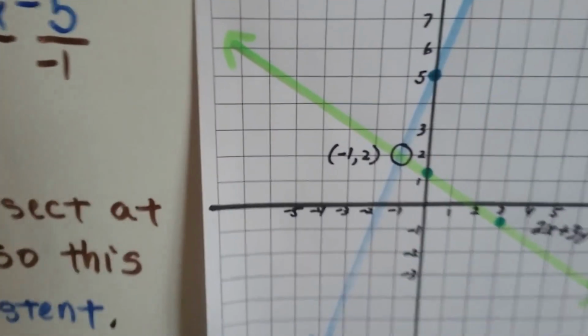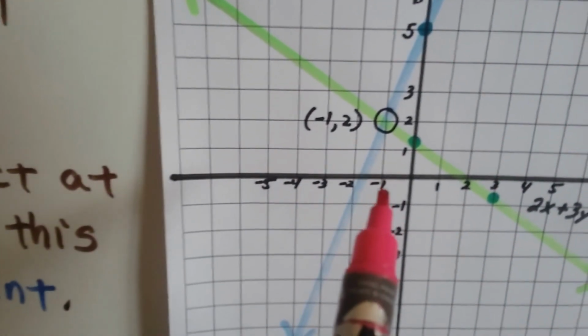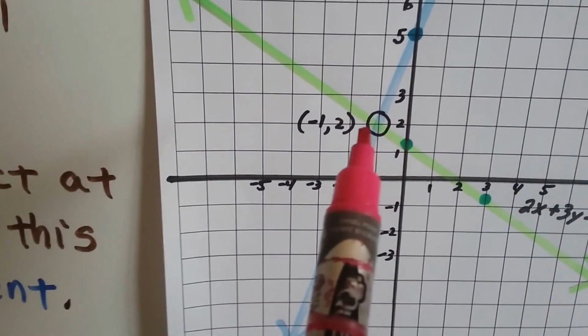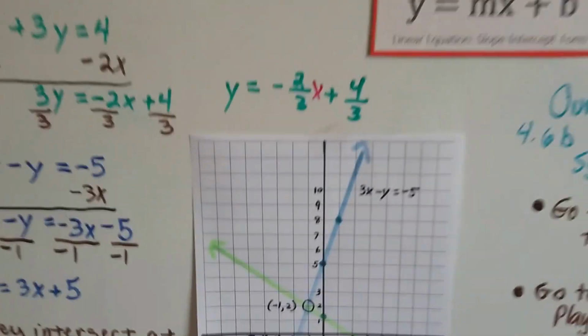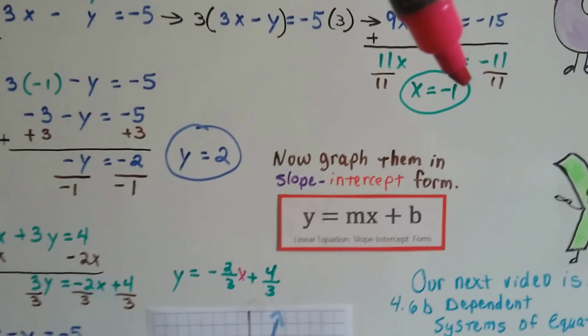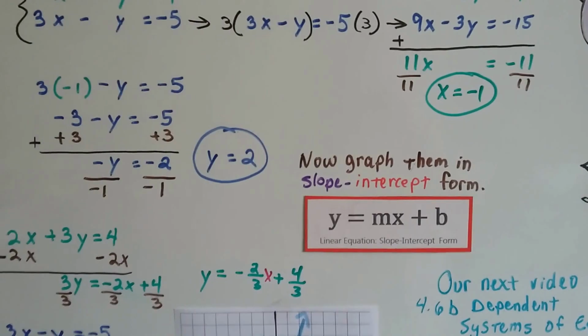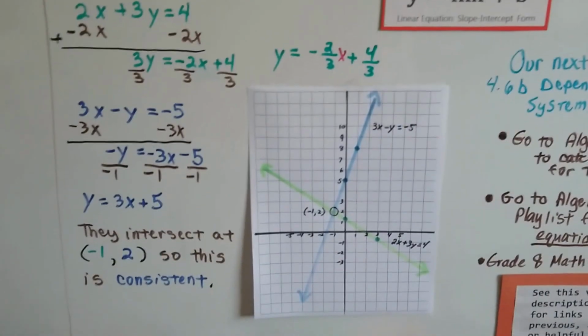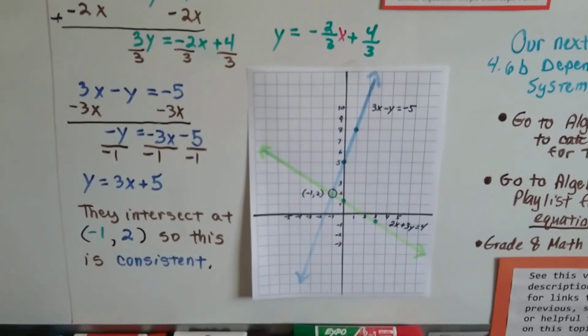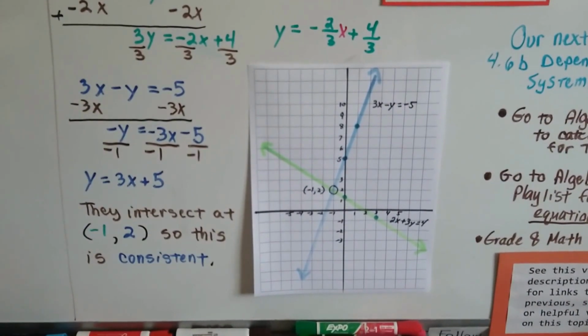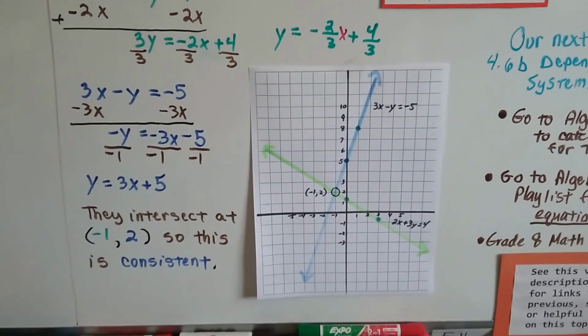We draw the line, and look where they intersect. They intersect at -1 for x and 2 for y. And you know what? That was our solution. -1 for x and 2 for y. So they intersect at -1 and 2, so this is consistent. There's a solution. They intersect at that point.